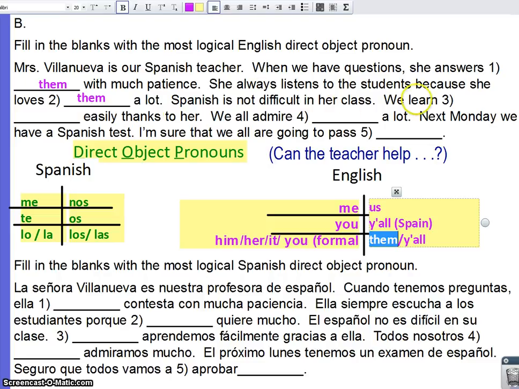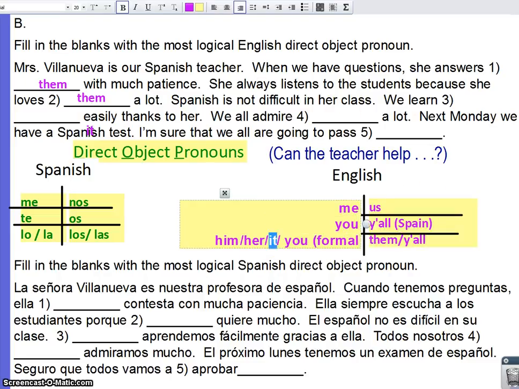Spanish is not difficult in her class. We learn it easily thanks to her. We all admire her a lot. Next Monday we have a Spanish test. I'm sure that we all are going to pass it. Hopefully all those direct object pronouns make sense to you. Of course, there were some different options that might have been available, but these are the best. So now let's look at the Spanish paragraph and fill it in with the correct Spanish direct object pronouns.